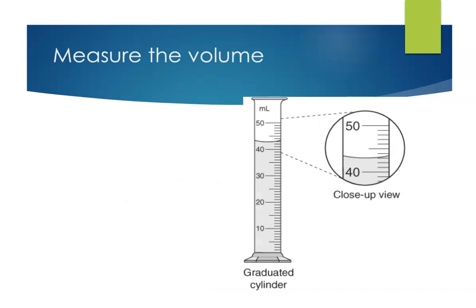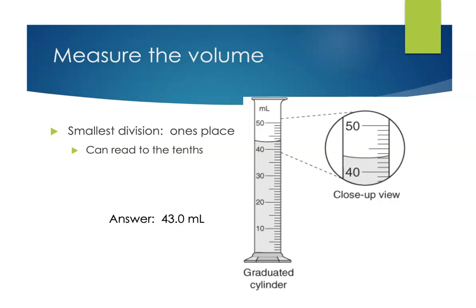All right, let's look at another volume measurement. So here's another graduated cylinder, but this graduated cylinder, when we look at it, you can see that each line separates 1 milliliter. So the smallest division is to 1 milliliter, to the ones place. We can go one place over, so we can report this to the tenths. An appropriate reading, looking at the bottom of the meniscus, to me looks like it's right on the 43 mark, so I'm going to report it as 43.0 milliliters. Again, there's a little bit of wiggle room. If you said it was 42.9 or 43.1, that's fine, but it really should be within that range.